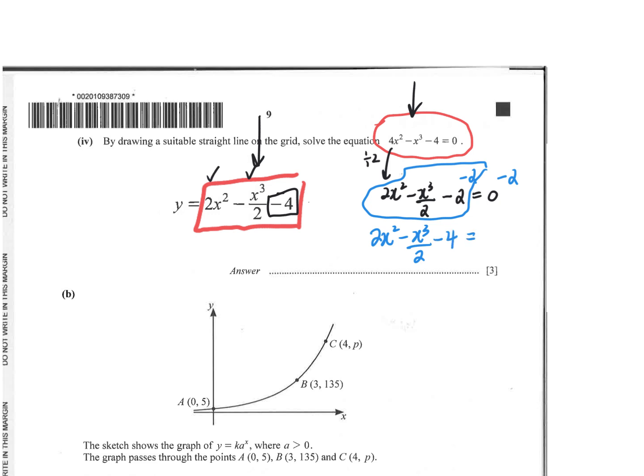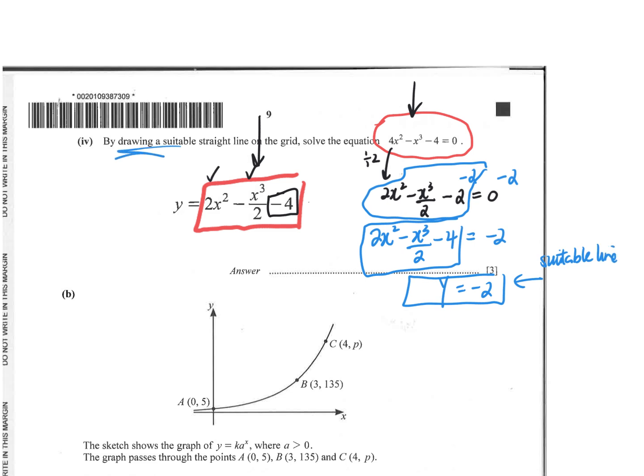So once you are done with settling the left hand side, you can equate it to y. And this is the suitable line that they want you to draw. Yes, they say by drawing the suitable straight line on the grid, solve for the equation. So x is negative 0.8, 1.2, and yeah.